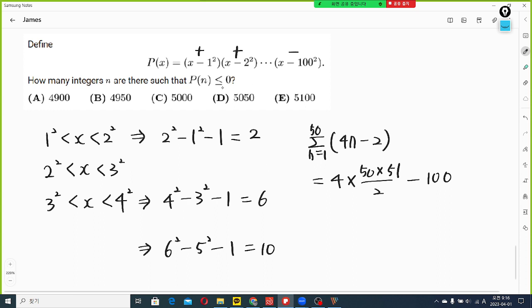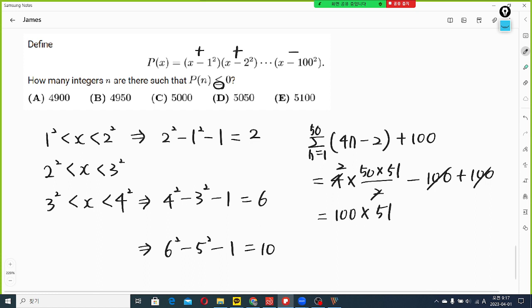and then because of this equal sign, if any of the parentheses is 0, that satisfies the inequality. So that means for each positive integer from 1 through 100, it satisfies the inequality. So we are going to add 100 integers. So we can cancel this 100. So 2 times 50 is 100 times 51.